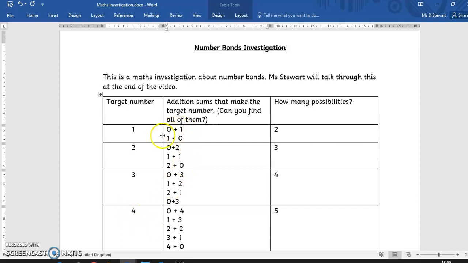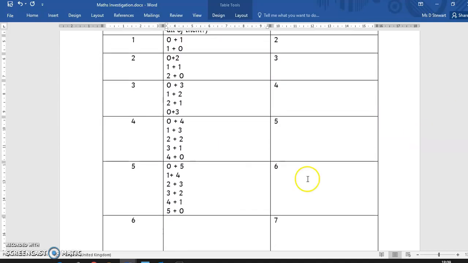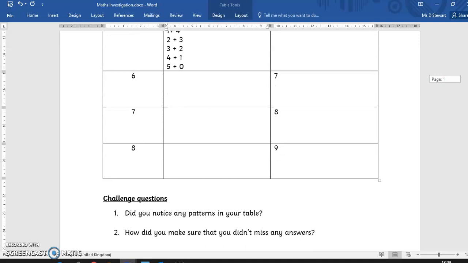So we had 0 and 1, 1 and 0 for 1. I filled in some extra columns that weren't at the start. So for 5 I got 0 and 5, 1 and 4, 2 and 3, 3 and 2, 4 and 1, 5 and 0 to find that there were 6 possibilities. Let's look at those questions down here.